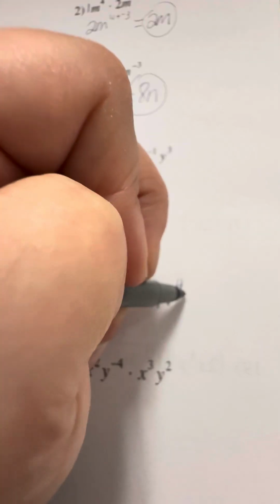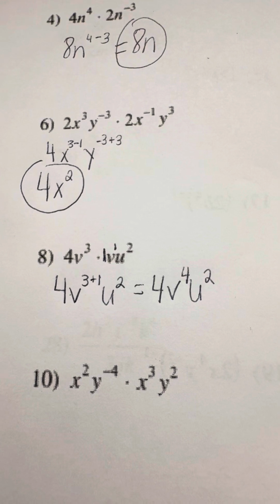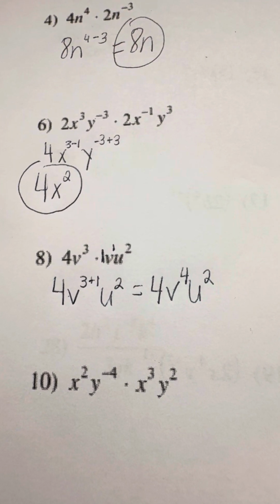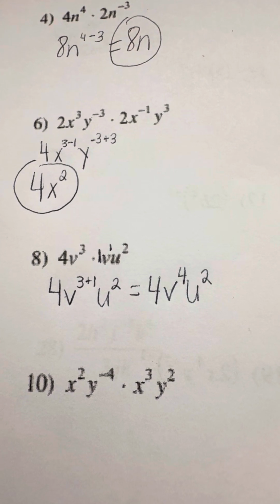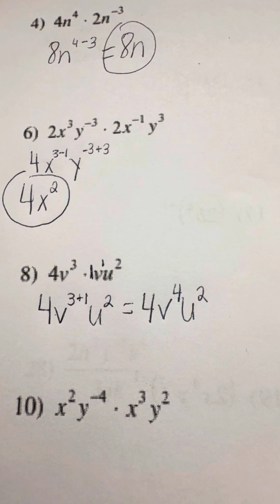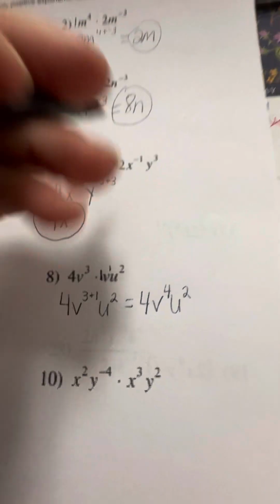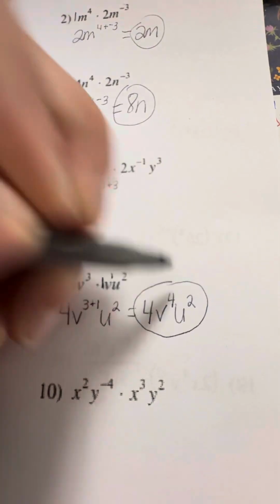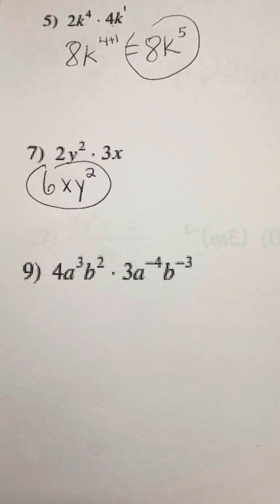I should have put the u first, but that's okay. And then u doesn't have anything else going on with it. Really, being picky, since u comes before v, it should really be 4 u to the 2nd, v to the 4th, but that's okay. We'll leave it like that since I wrote it in pen like I'm not supposed to. And again, let's do one more. And we'll do these ones.